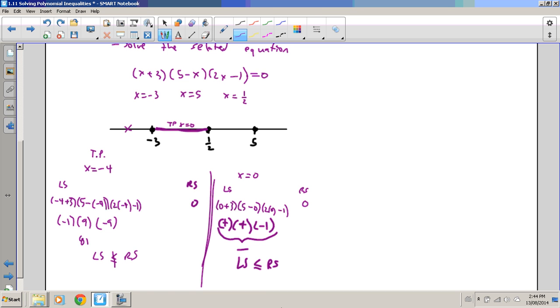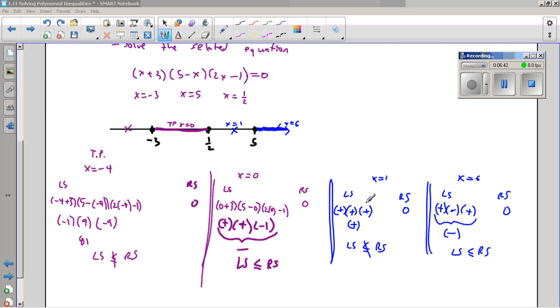Okay, here you can see my other two test point solutions. And notice what I did here. Since I'm comparing it to 0, I just thought about when I put in 1 in here, is this going to be a positive or a negative? Well, it's going to be a positive. And when x is 1 here, this one's a positive. When x is 1 here, this one's also a positive. So I've got positive times a positive times a positive. Altogether, that becomes a positive. When I compare that to 0, that means the left side is not less than or equal to the right side. So that means the numbers in this region are not solutions.